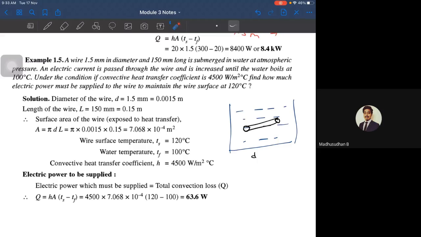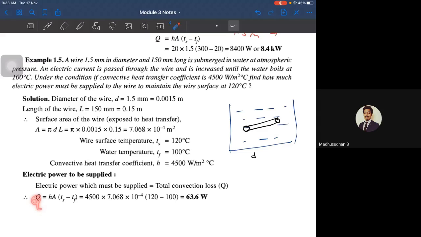Okay. So calculate that surface area, which is given as pi d l, where d is substituted in meters, and you'll get it in meter square. So surface area, you'll get it. Wire surface temperature is given as 120. Water temperature is given as 100. Convective heat transfer coefficient is given as h. Calculate the value of Q.